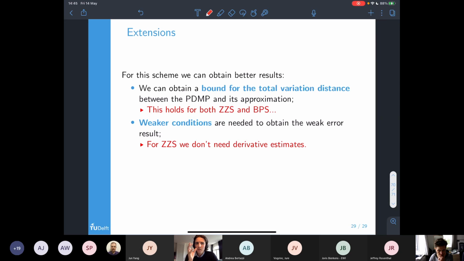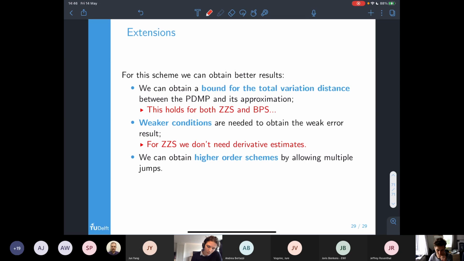Then another interesting feature of this different scheme would be that we need weaker conditions to obtain the weak error result. And this, roughly speaking, would mean that, for instance, for Zig Zag, we don't need any derivative estimates anymore. I haven't written it here, but we can also, of course, obtain the same Wasserstein distance bound in any case if we approximate everything, the flow, the kernel, and the event time. Still, we get the same bound.